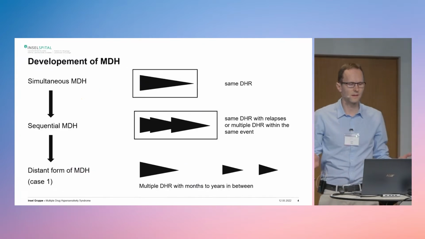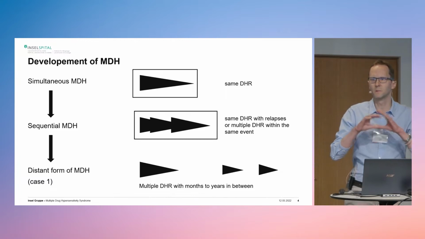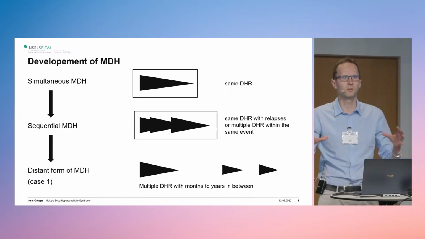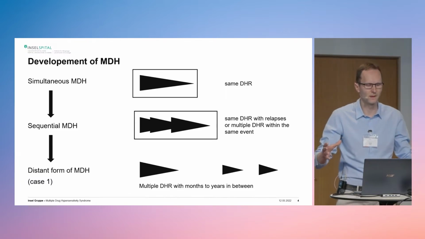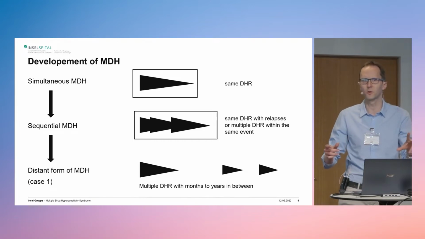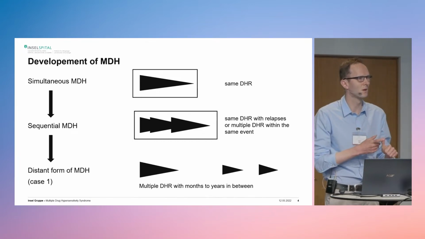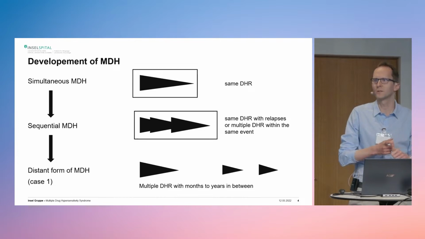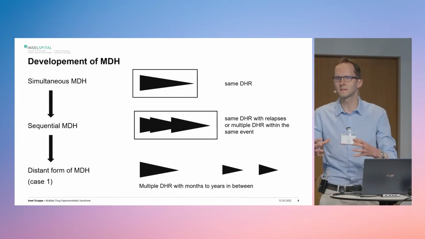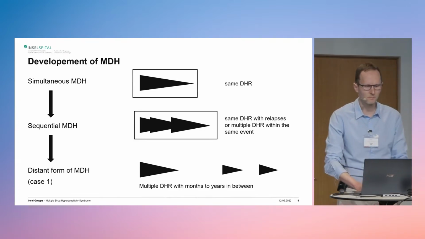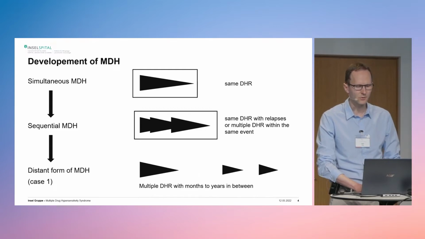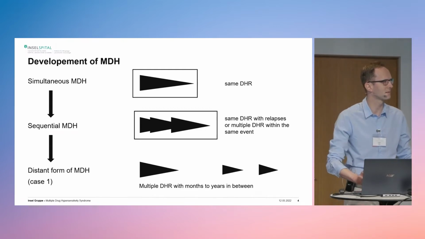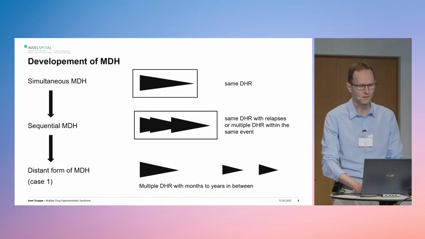Now you can see that in multiple drug hypersensitivity you have different behavior. Basically, you have three forms. You have a simultaneous form. This is when someone is treated at the same instant with multiple drugs. He makes one drug hypersensitivity reaction, and then he is sensitized to two or more drugs.